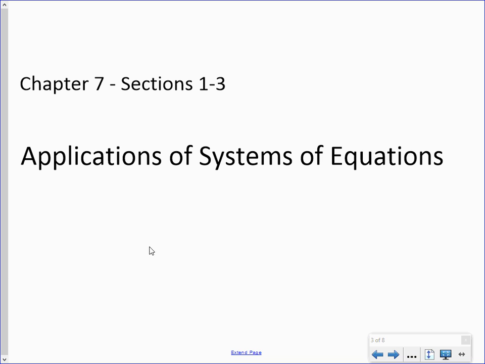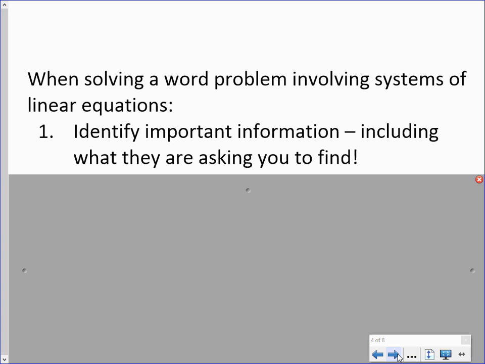Really quickly at the beginning, some things that I would ask you to do when you see a problem like this, an application problem, a problem with many words, we might call it a word problem. Number one, identify some important information. And obviously one of the most important things you can identify is what's actually being asked of you.